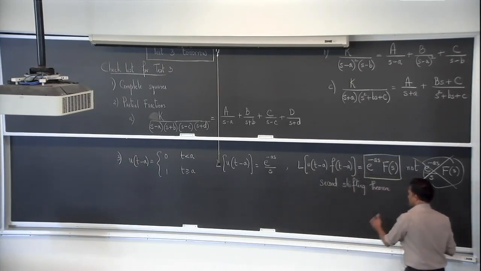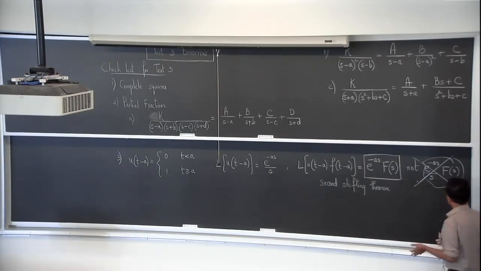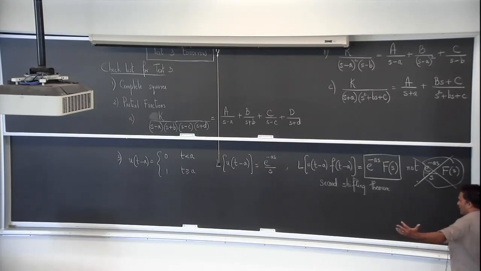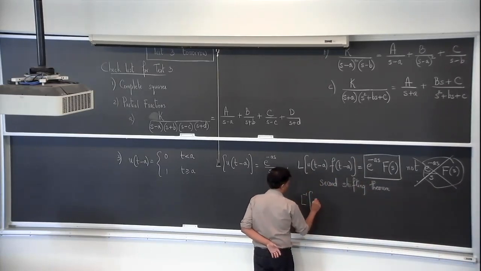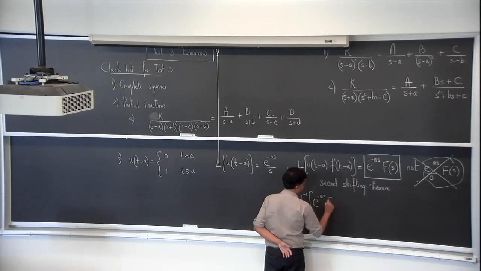Some of the common mistakes on past exams and quizzes is that students would put an s there even if the table does not have it, and then it leads to this unnecessarily complicated partial fraction after that. And also when you shift it backwards, L inverse of e to the power of negative as times F of s.